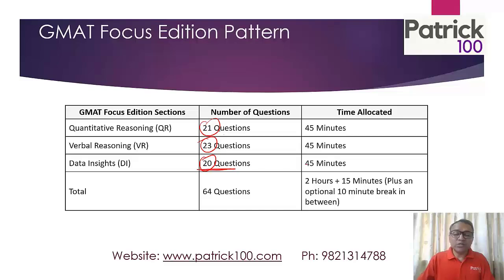Data Insights is 20 questions, 45 minutes. So if you look at it, the total time is 2 hours 15 minutes. You have one optional break, a 10-minute break between sections. If you take that break, it becomes 2 hours 25 minutes. But this is a basic breakup of the paper.